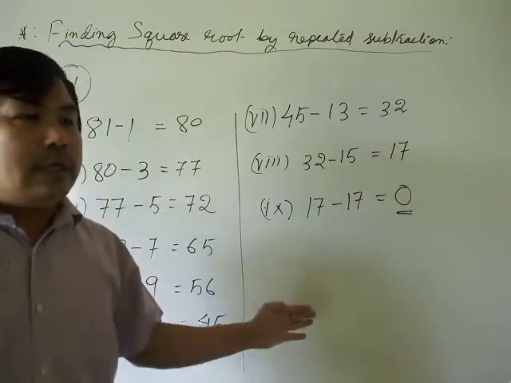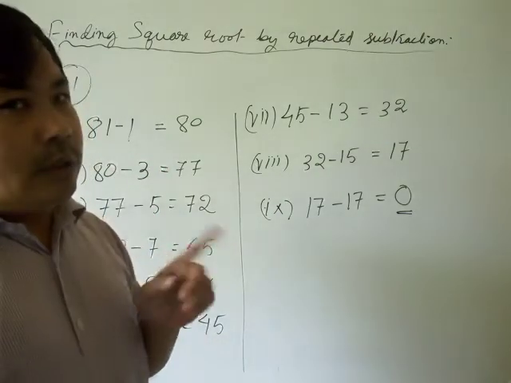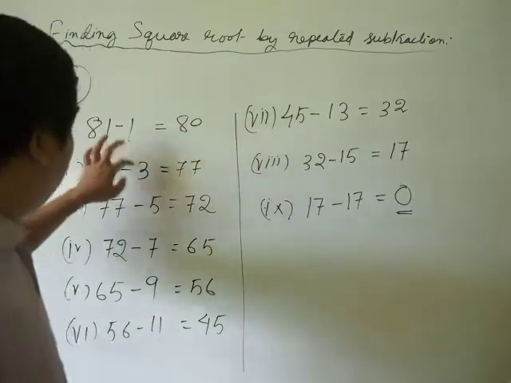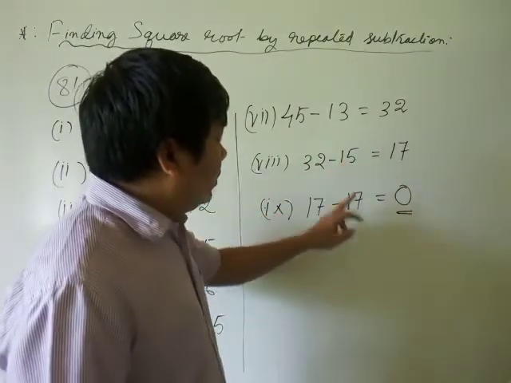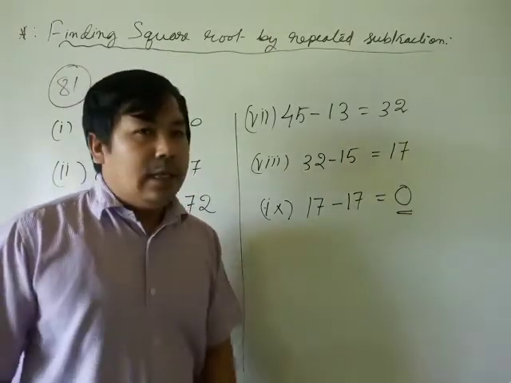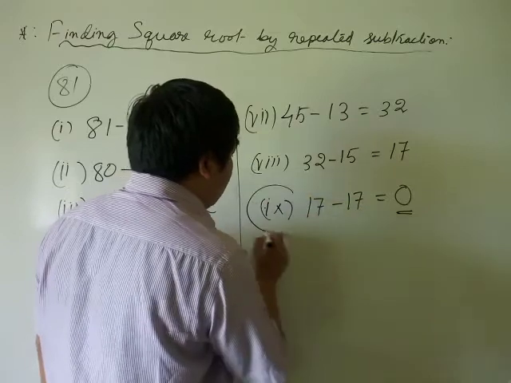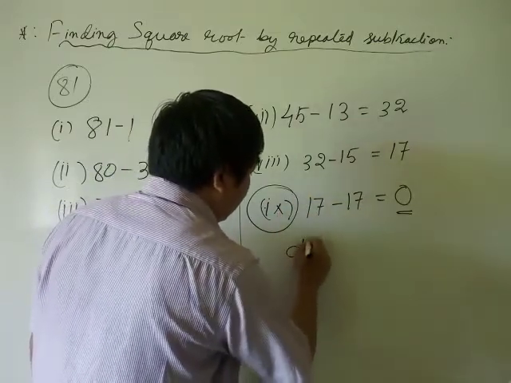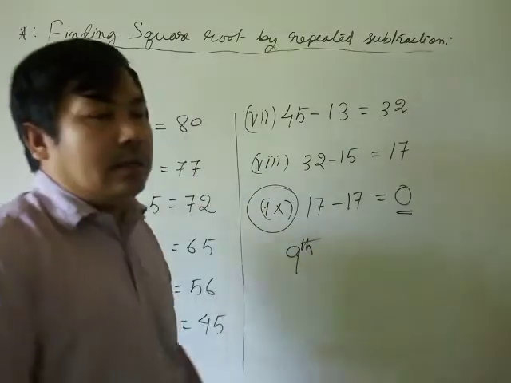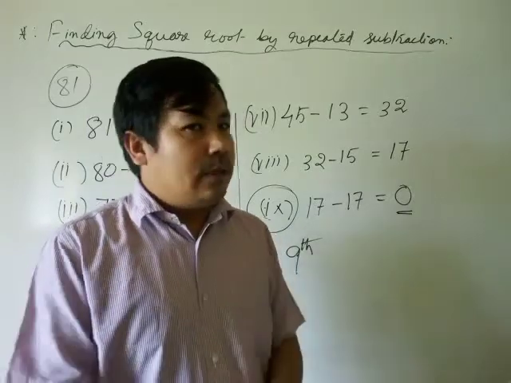What will be subtracted from the given number are the consecutive odd numbers: 1, 3, 5, 7, 9, 11, 13, 15, 17. So finally we got 0 and finish the subtraction. Then you see here, what is the step number? The step number is 9. We got 0 at the ninth step and the subtraction is complete.